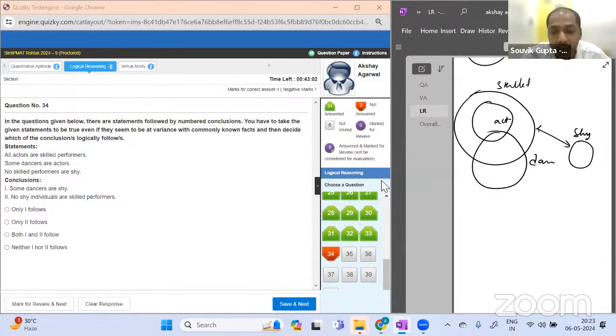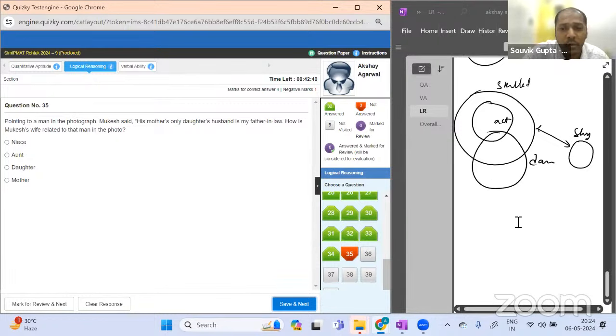Some dancers are shy: not happening in my basic diagram, not a conclusion, but it can happen. It is a possibility, but not a definite conclusion. No shy individuals are skilled performers. Yeah, this is true. No skilled performers are shy, therefore no shy people are this thing. So, only two follows.